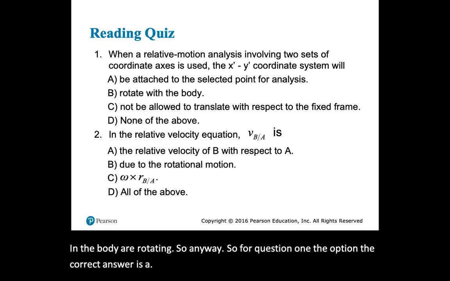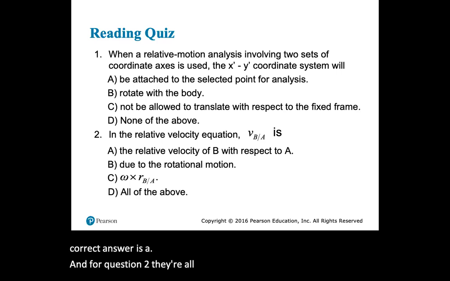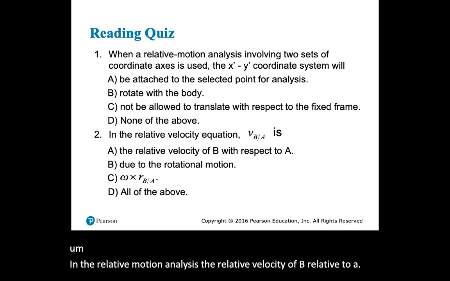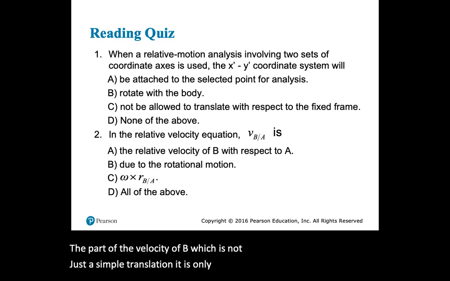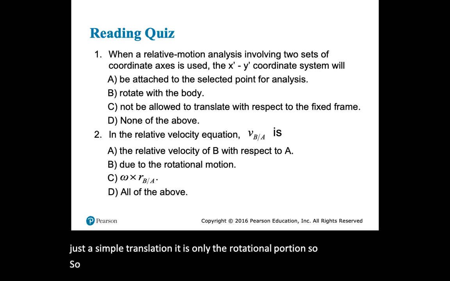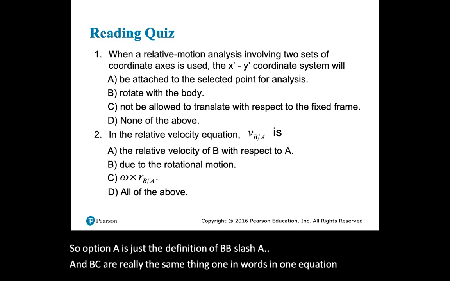And for question 2, they're all correct, because in the relative motion analysis, the relative velocity of B relative to A is the part of the velocity of B which is not just a simple translation. It is only the rotational portion. So option A is just the definition of V B slash A, and B and C are really the same thing, one in words and one in equation. So the correct answer is D, all of the above.